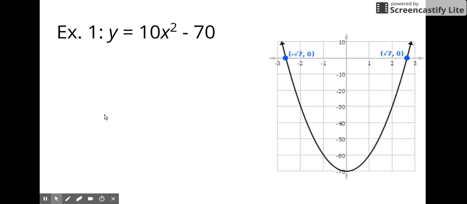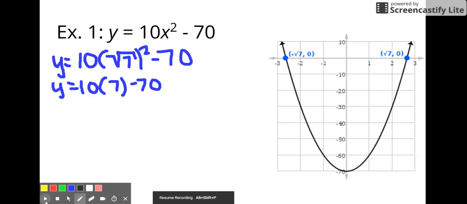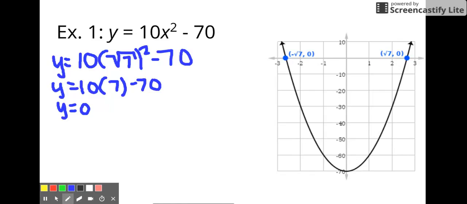So let's do that, starting with positive square root 7. Notice I substituted square root 7 in for x, and I put parentheses to show that I was substituting. When we simplify this, the square root of 7 squared is just 7. So we see that we have y equals 10 times 7 minus 70. 10 times 7 is 70, so 70 minus 70 is 0.